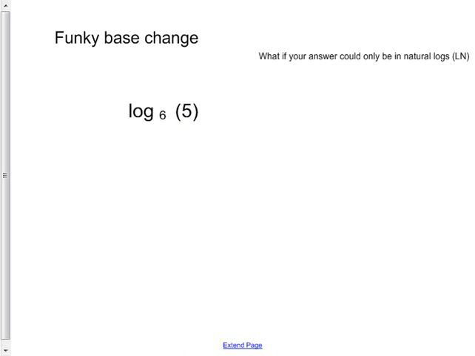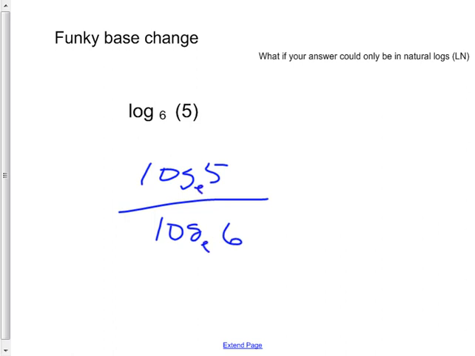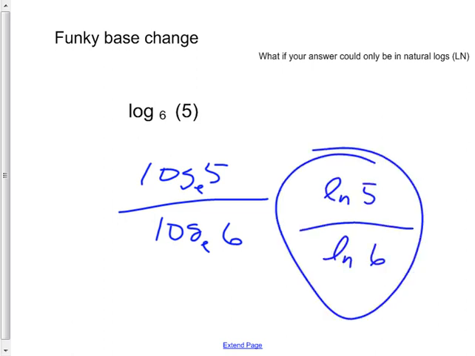All right. This is a funky base change because they ask you and say the answer can only be an ln, or natural log. All that means is log base E, right? We just got done saying we could have any base we want. Log 5 over log 6. And how do I make it be a base E? Put an E. And now I can change them both to what? ln 5 over ln 6. That's the answer.